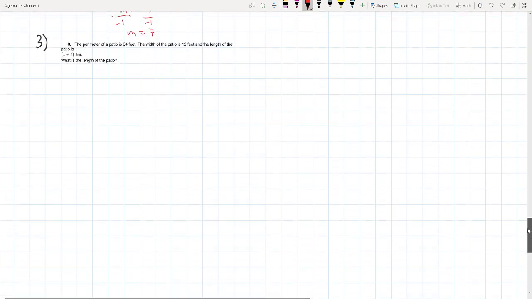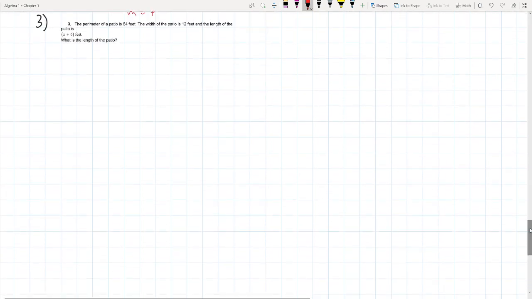Alright, the last two are two word problems. These are kind of a little bit more on that realistic side of things, if you will. So the perimeter of a patio is 64 feet. And remember that a perimeter is all the sides added up. So the width of the patio is 12 feet, and the length of the patio is x plus 6 feet. What is the length of the patio?